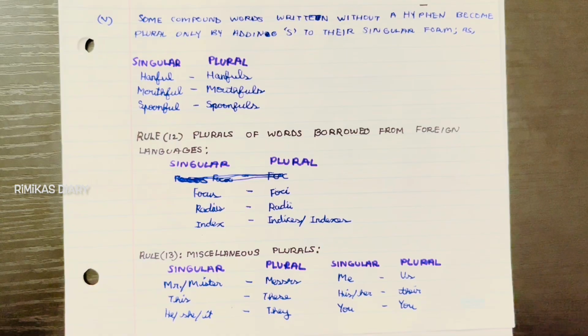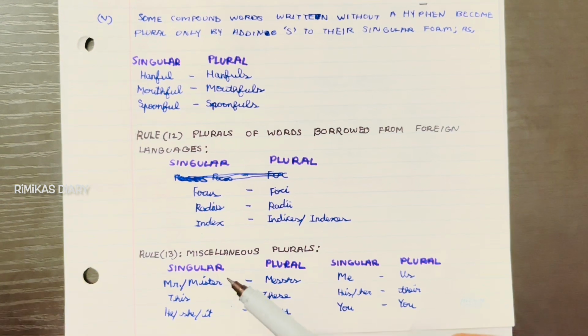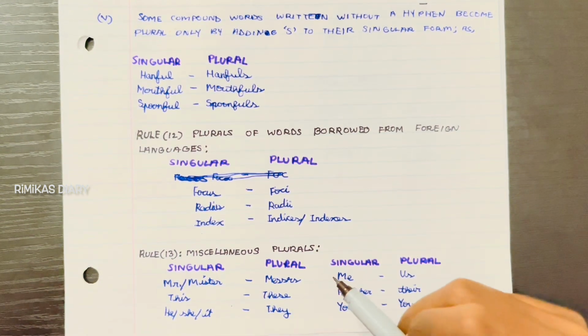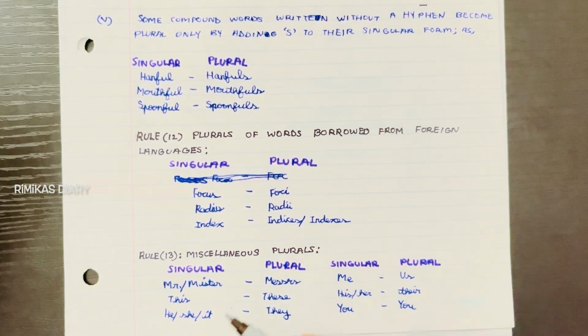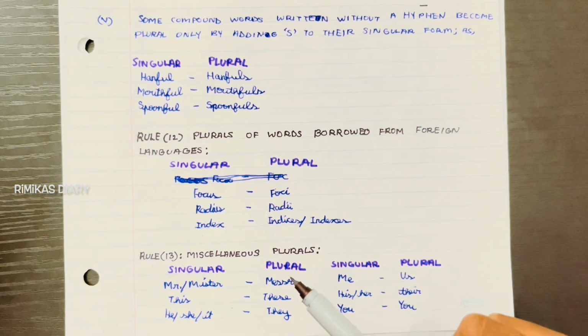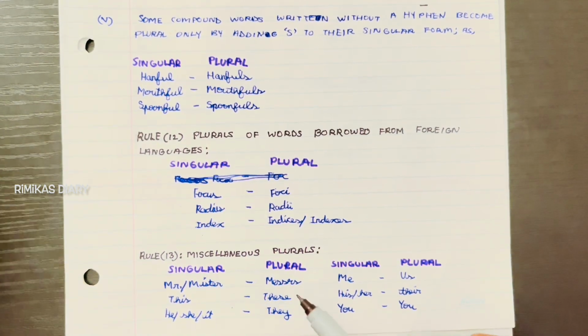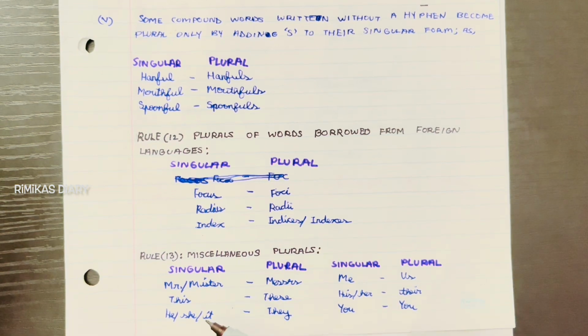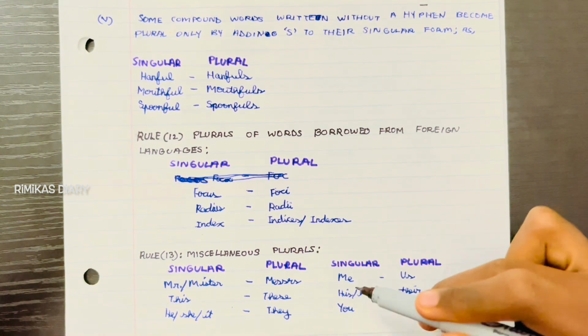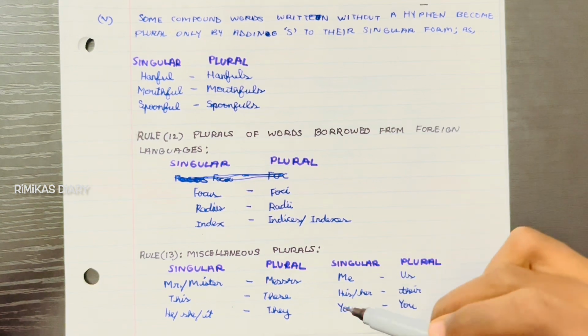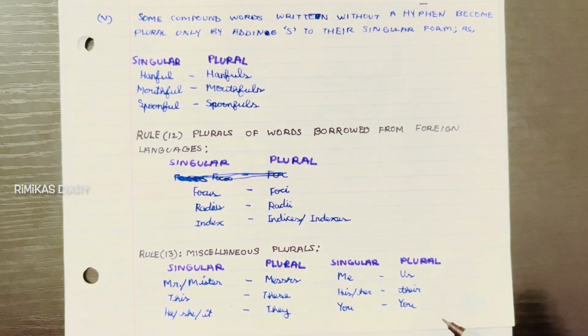So rule number 13, miscellaneous plurals. Miscellaneous means things that are not related, like they're unrelated. So that's what miscellaneous means. Example, Mr. in plural we say misters. This, these. He, she, it, we say they. Me, in plural, we say us. His or her, we say their. You, the plural form is also you.